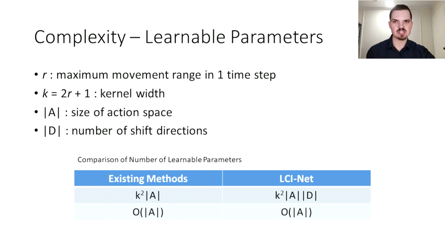When all possible shifts within the maximum range R are considered and the number of state dimensions is fixed, the value of D is independent of the number of states. This gives linear complexity in terms of the number of actions and constant complexity in terms of the number of states, equal to that of prior methods.